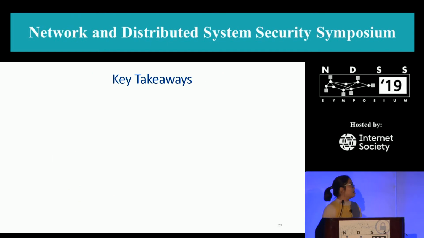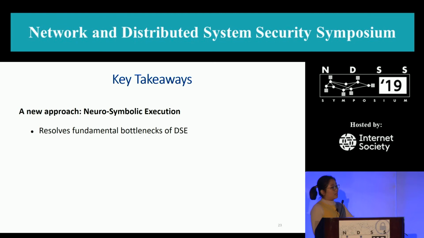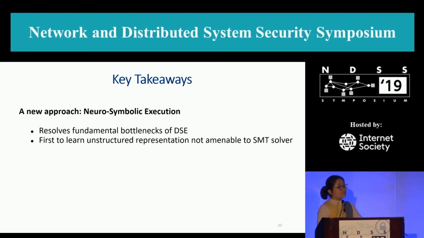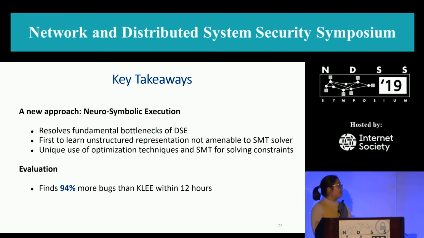So in conclusion, the key takeaway of our work is that we propose a new approach called Neuro-Symbolic execution, which resolves the fundamental limitation of classic DSE. This is the first work to learn the unstructured representation, which is not amenable to SMT solvers. Also, this is a unique use of optimization technique and SMT solver together for solving the constraints. And for our evaluation result, we show that our tool can indeed find 94% more bugs than KLEE within 12 hours. That's all for my talk. I'm happy to take questions.